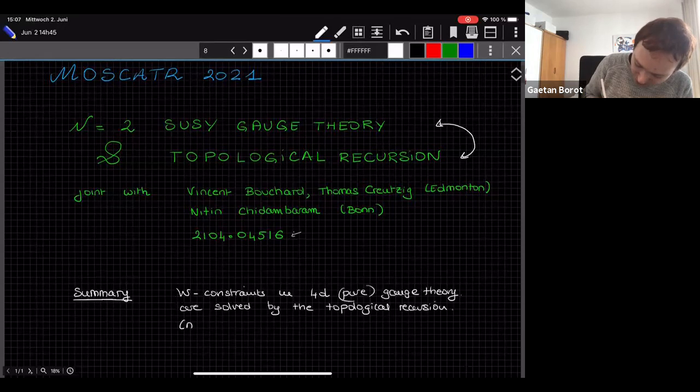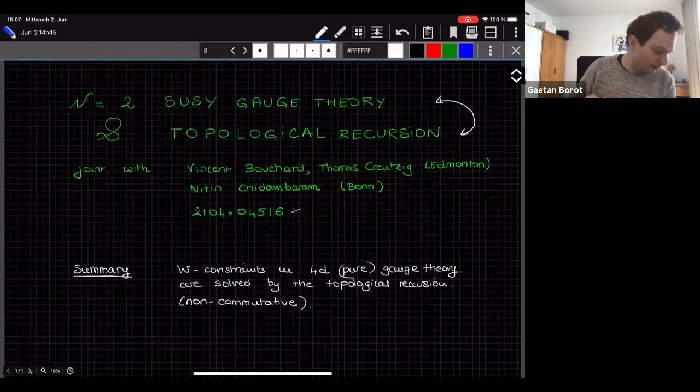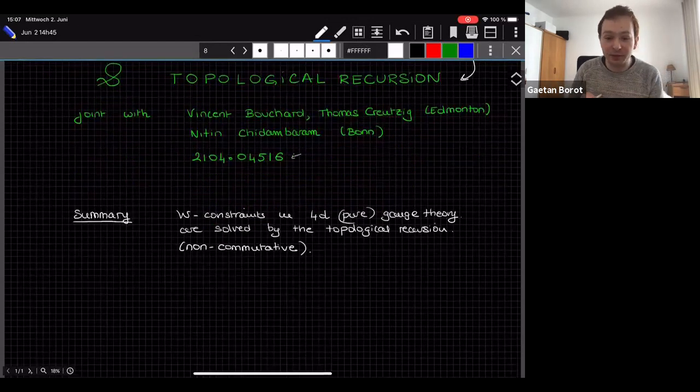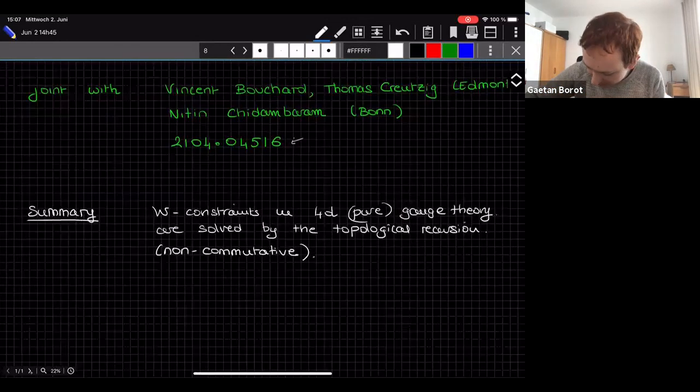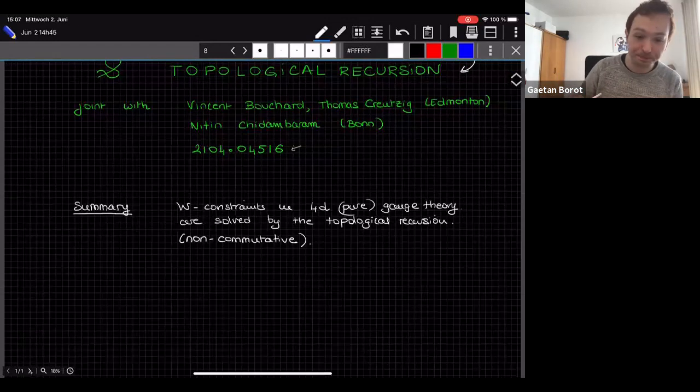And maybe this recursion is actually not exactly the one of Chekhov and Eynard, but a non-commutative version of it, which has also partly been studied before by Leonid, Bertrand, Olivier, Marshall, etc. And the purpose of my talk is to explain more in detail what that means and what it does.